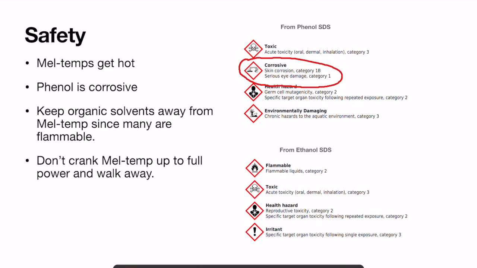Also, many organic solvents are flammable, so make sure you're keeping them away from the melt temp. They should be kept in the hood anyway, but just be especially careful. And finally, don't crank the melt temp up to full power and then walk away, because we've had the thermometers shoot out and hit the ceiling, and that's not a good thing.